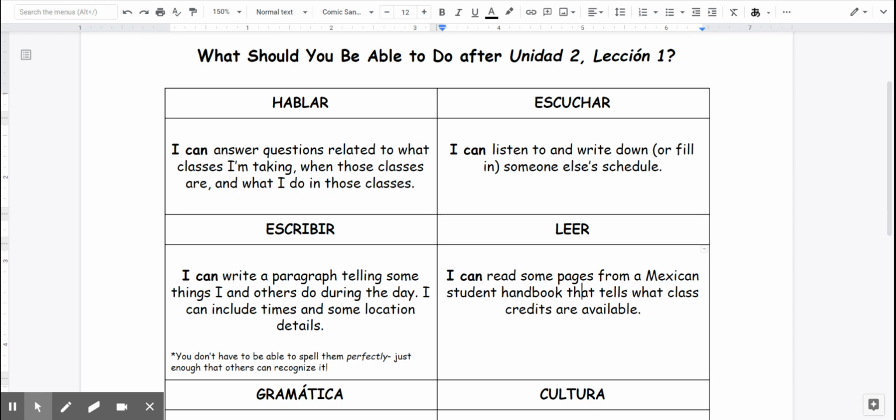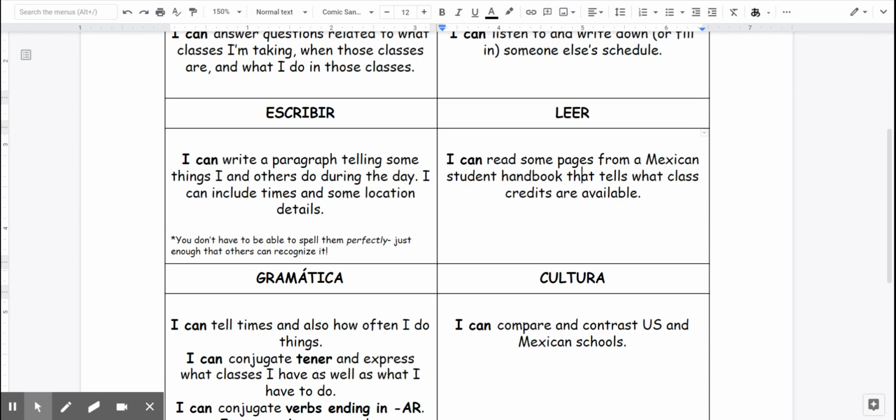Leer, reading. I can read some pages from a Mexican student handbook that tells what class credits are available. So basically, you could look over kind of a guide to what classes they would need.